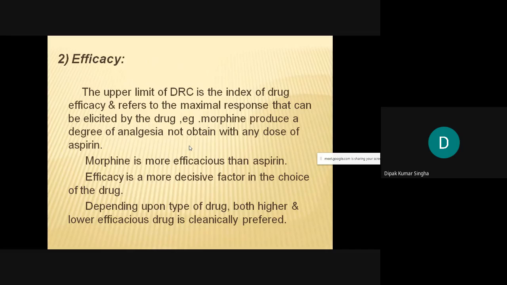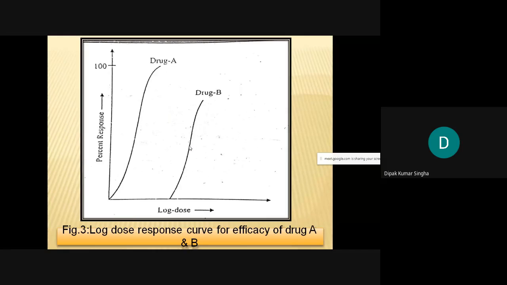That means if the drug has more efficacy, the response will be more, so the dose will be less, or vice versa. Generally, when the efficacy is higher, the dose will be less and the response will be higher than with other drugs. The drug A and drug B log dose curve versus efficacy predicts the response. In case of drug A the response reaches 100%, but in case of drug B it does not reach 100 because its efficacy is lower than drug A.